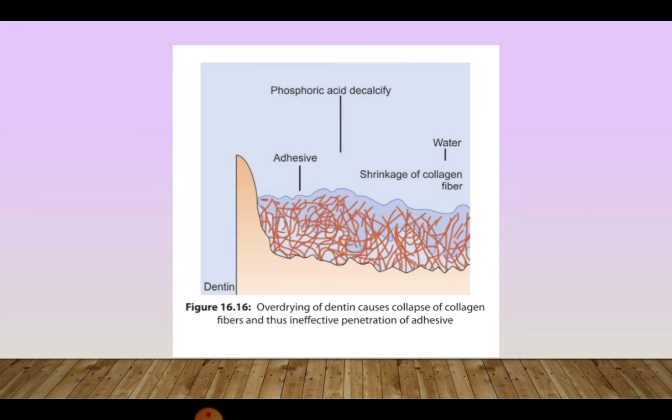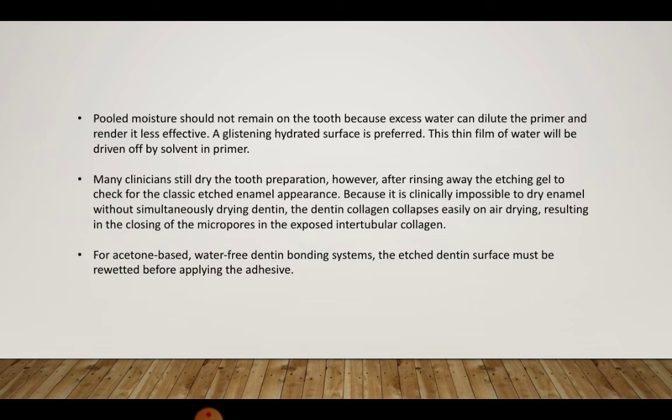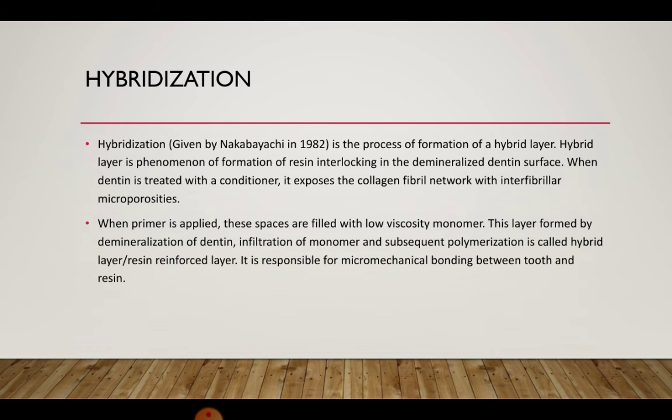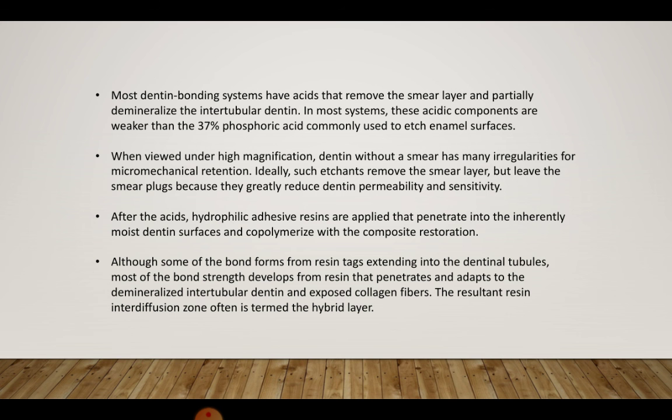Overdrying of dentine causes collapse of collagen fibrils, and therefore the penetration of the adhesive will be ineffective. That means there will be inappropriate penetration of the adhesive. The adhesive won't be able to properly penetrate inside the collagen mesh, and this is the reason why we keep the dentine slightly moist. We'll talk about moist versus dry dentine also.